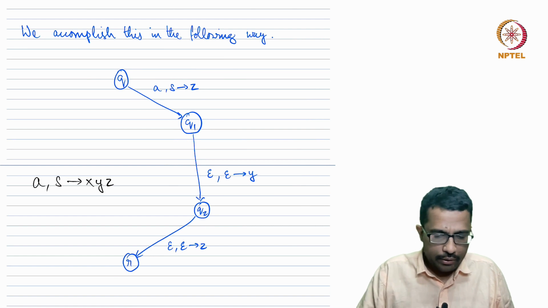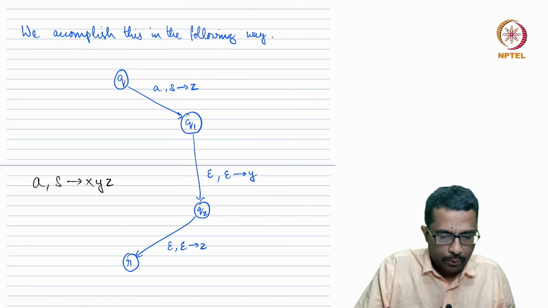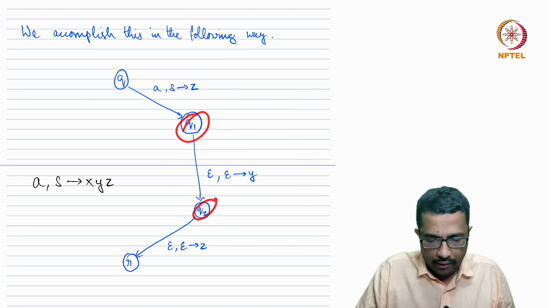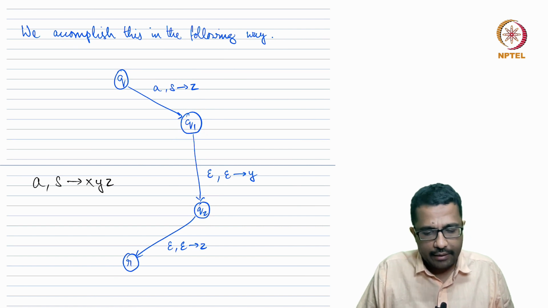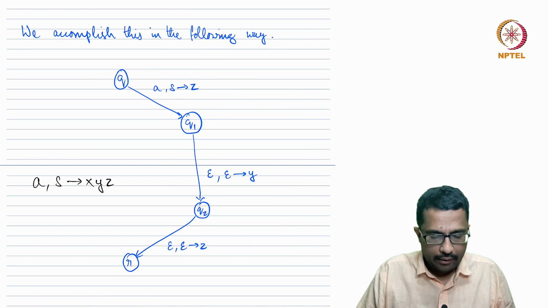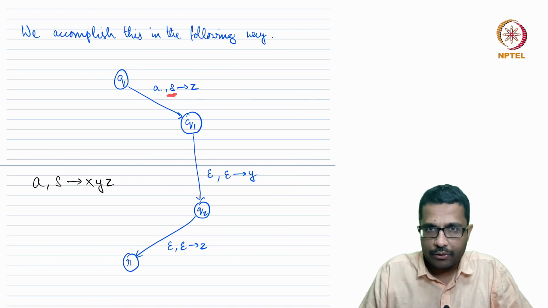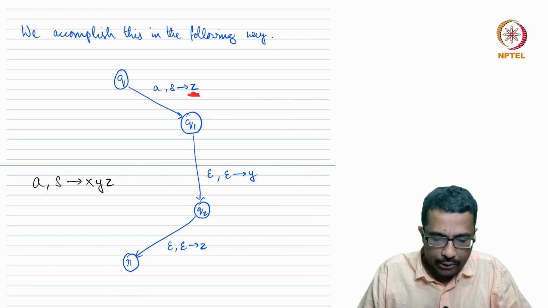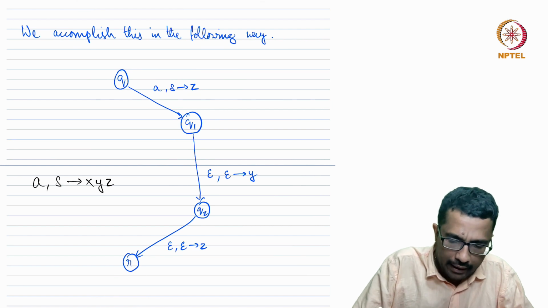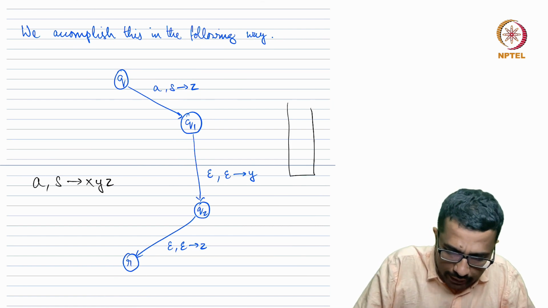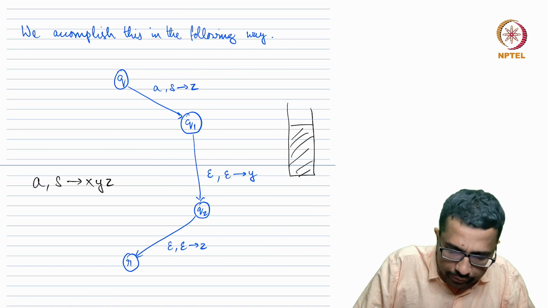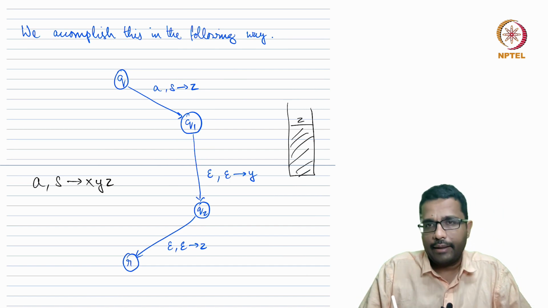So what we do is we add these two new states, Q1 and Q2, right? So you make the transition from Q to Q1, not Q to R directly, right? You make the transition where you read A from the input, so the input is already read, S from the top of the stack, so that's also read, and then you write Z into the stack, right? So when you write Z into the stack, you put a Z here, right?